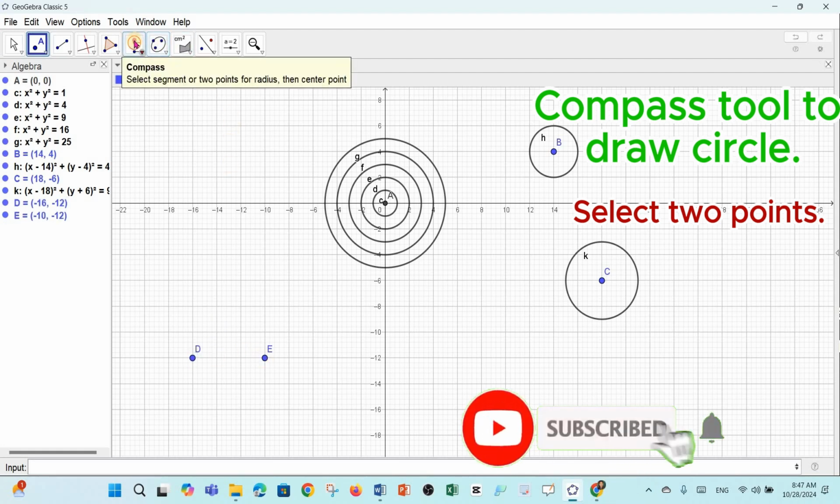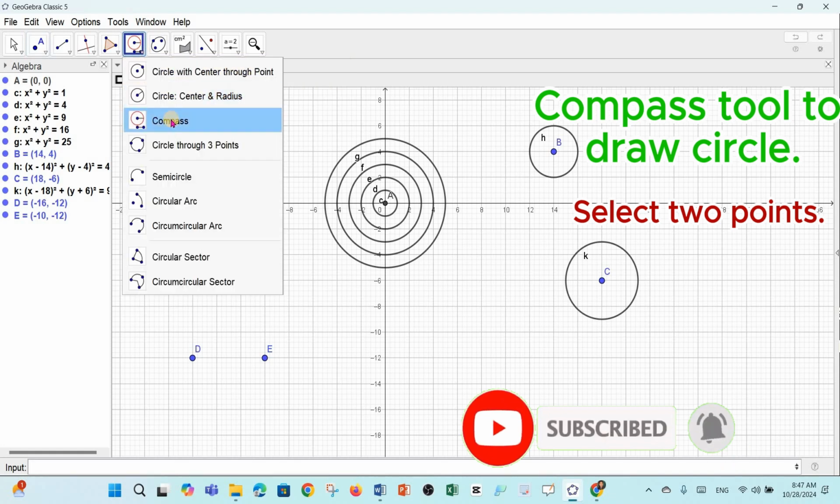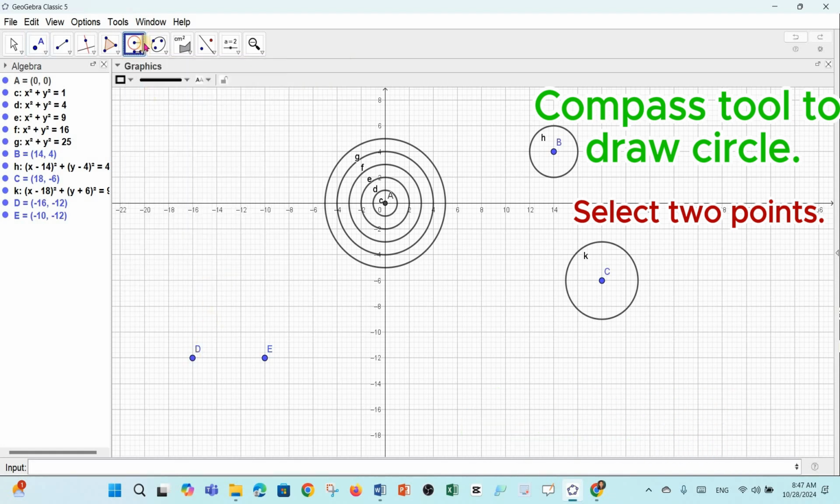Okay, 2 points. Now let's select this one, the third toolbar, compass tool. Now the hint is select 2 points for radius, then center point. Now I am going to select D and E, then select the center point. Which one do you want to keep as center? If you want to put E as center, then you have to place your mouse at E. And if you want to keep D as center, then you have to place your cursor at D. Okay, like this.